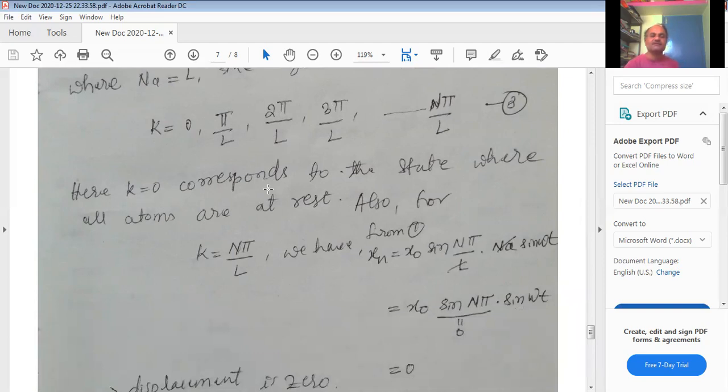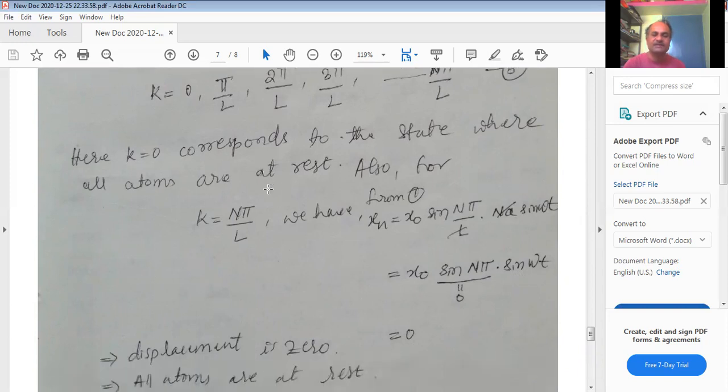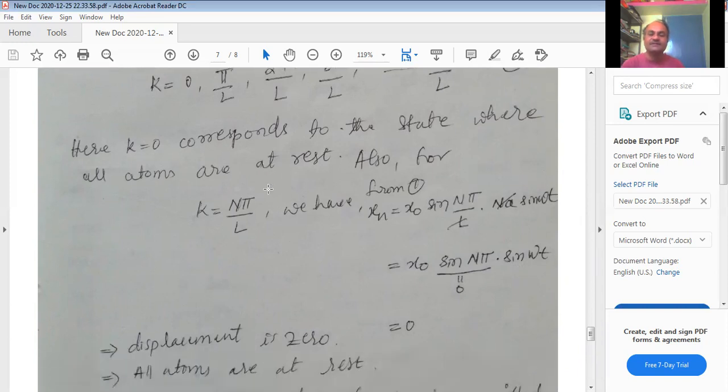k is equal to 0 state means the first atom is not vibrating, so that atom is at rest, and also the last atom is not vibrating. Thus for that, k is equal to capital N pi upon L. It can be shown like this: xn is equal to x naught into sine of N pi by L into Na into sine omega t. You just go on simplifying, the sine of capital N pi becomes 0, so the whole thing becomes 0. So that means xn is equal to 0.